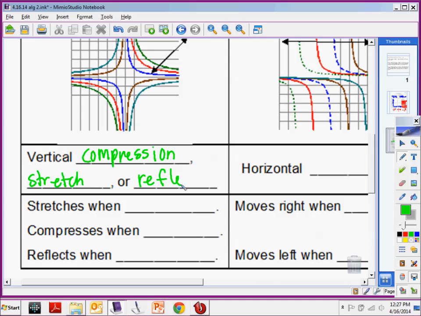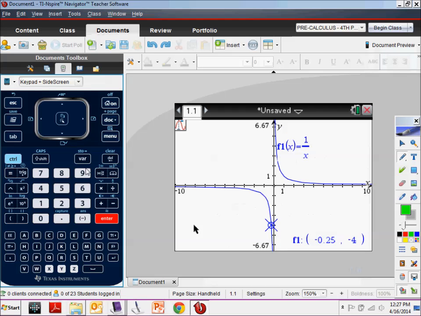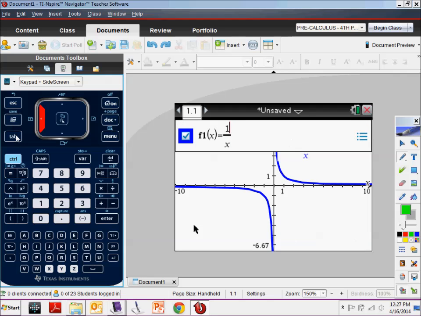When does it stretch? What does the A value have to be? The A has to be greater than 1. Greater than 1 or less than 1? Greater. Let's test it out. So it has to be greater than 1. Now, give me a number greater than 1. Two.